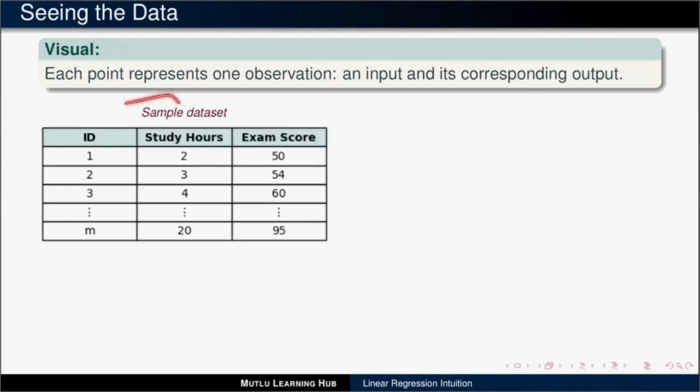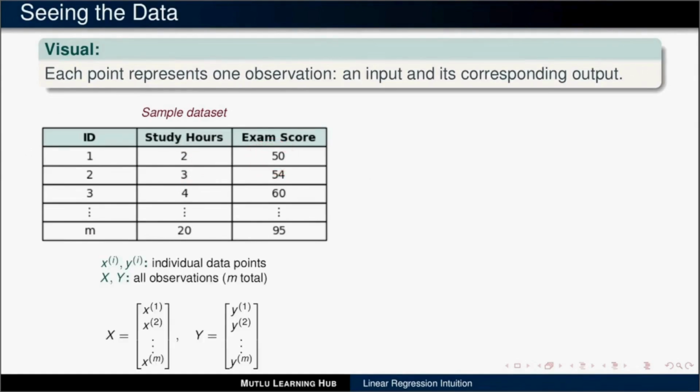Let's take a closer look at the data. On the left, we have a sample data set. Each row shows how many hours a student studied and what score they received on the exam. We label these as xi for the input and yi for the output. Altogether, we have m observations. In the matrix form, we collect all inputs into x and all the outputs into y.